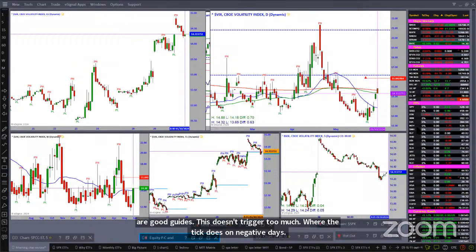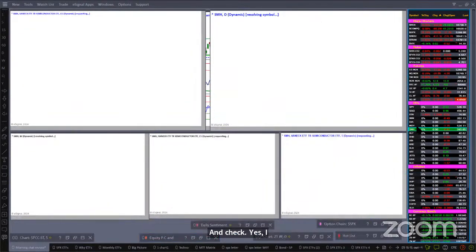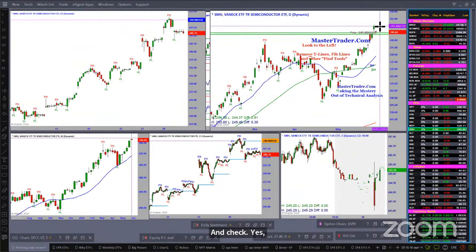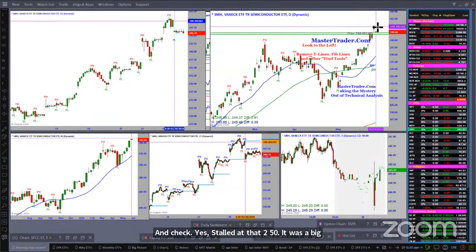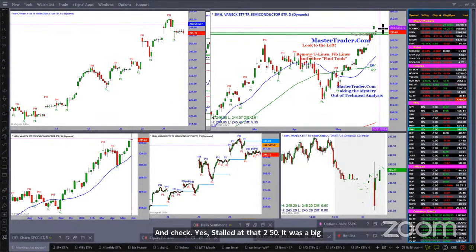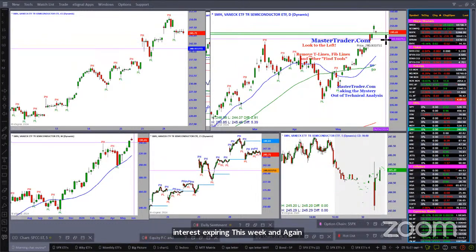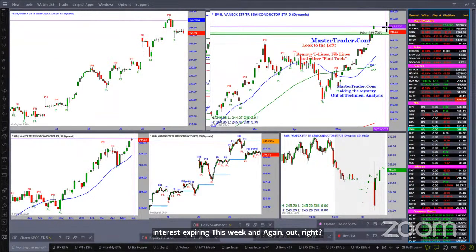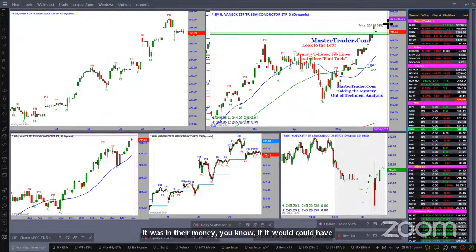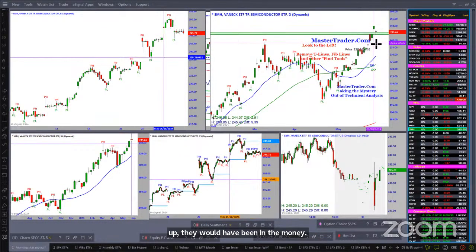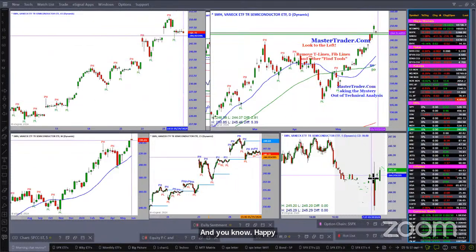And tech, SMH, stalled at that 250. There was big open interest expiring this week, and they're getting out, right? They're losing their money. If it could have gone up, they would have been in the money, and happy times. Couldn't get through it. Down it goes into the gap fill.